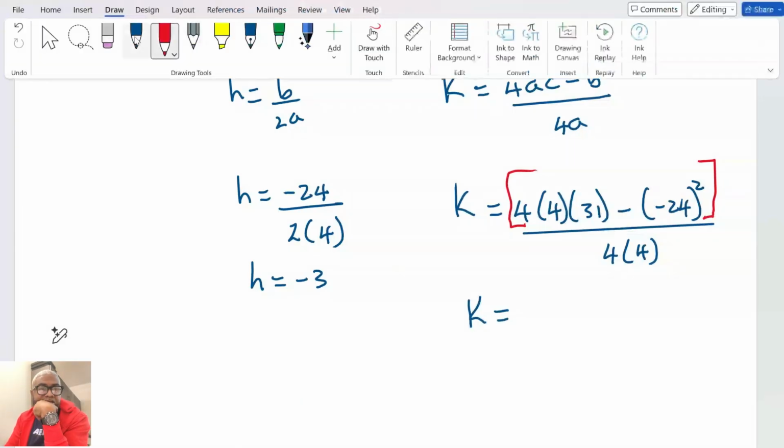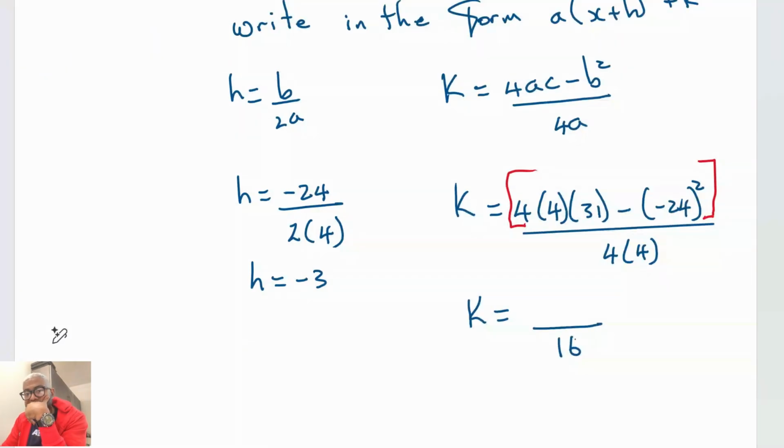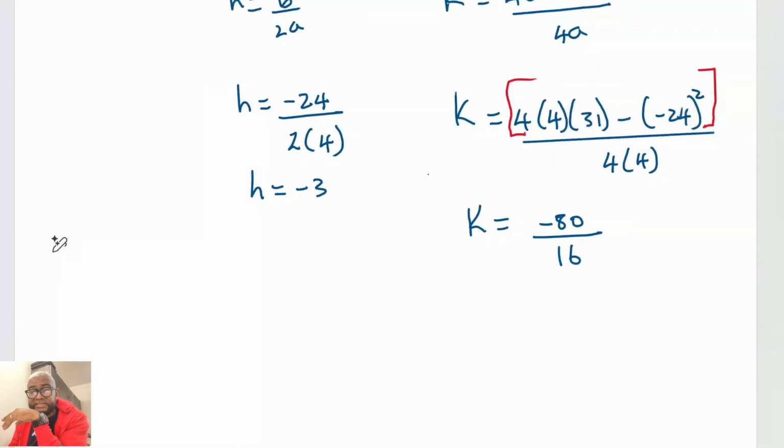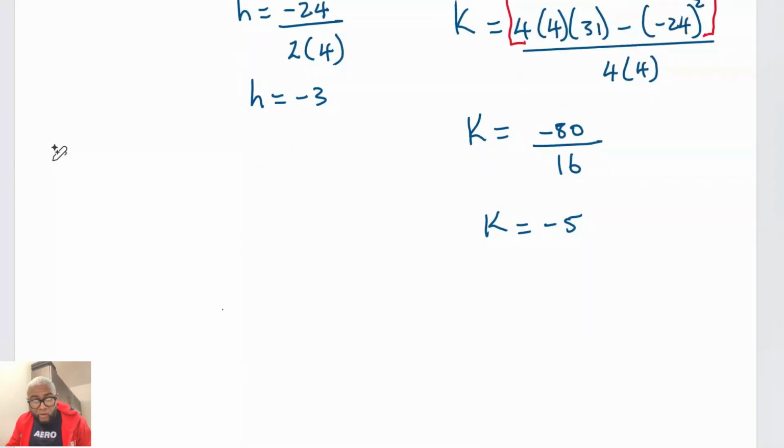Proper brackets. So what is it? It will be that over 16, right? Negative 80, everybody got there? Negative 80 divided by 16 now. What do we get? Negative 5. Win the game. So therefore, we'll have a open bracket x plus h, squared, plus k, would be negative 80.